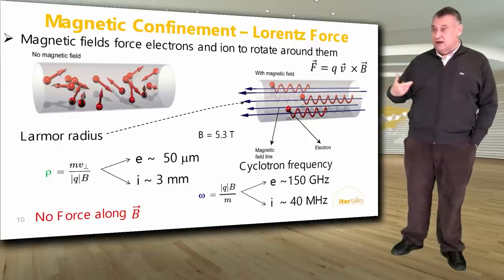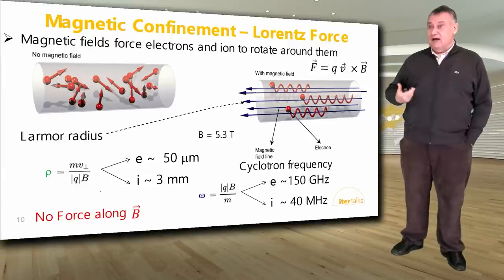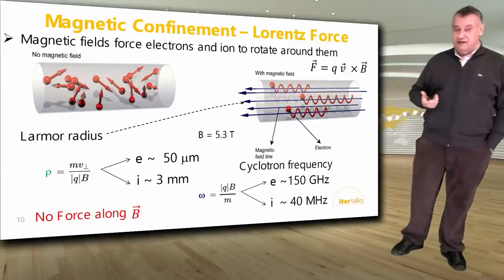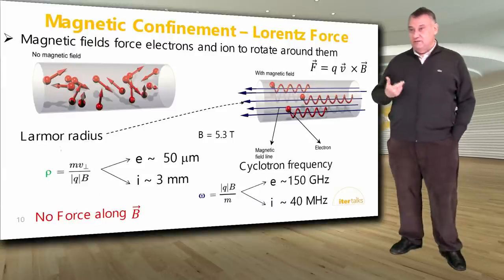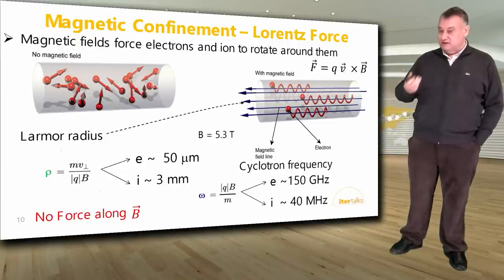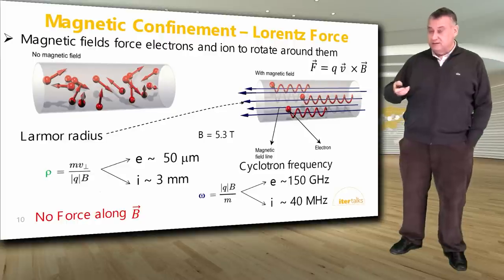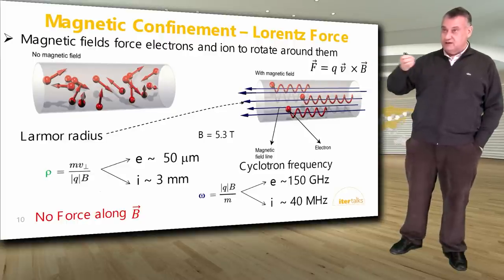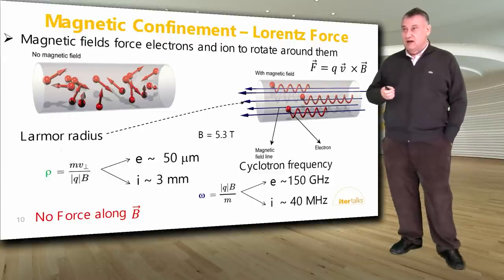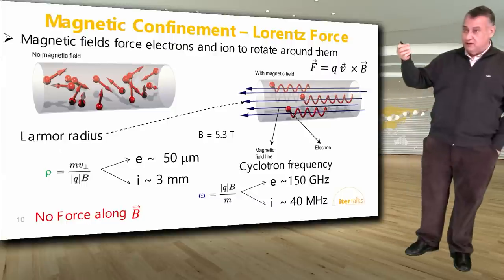The electrons have a much higher frequency because they are much lighter, and the frequency is 150 gigahertz. This frequency is of the order of 50 times higher than the microwave frequency that we have in a microwave oven. As I said, an important observation here is that the force only affects the particles in a perpendicular way, not along the field line.